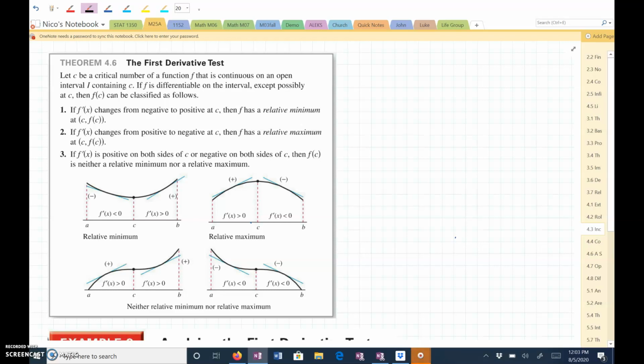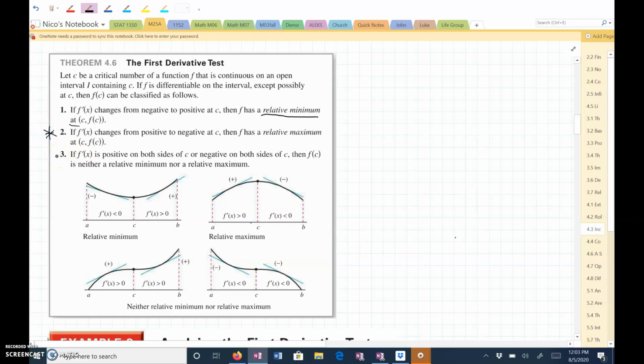Theorem 4.6, the first derivative test. Let c be a critical number of a function f that is continuous on an open interval I containing c. If f is differentiable on the interval, except possibly at c, then f(c) can be classified as follows. 1. If the derivative of f(x) changes from negative to positive at c, then f has a relative minimum at (c, f(c)).